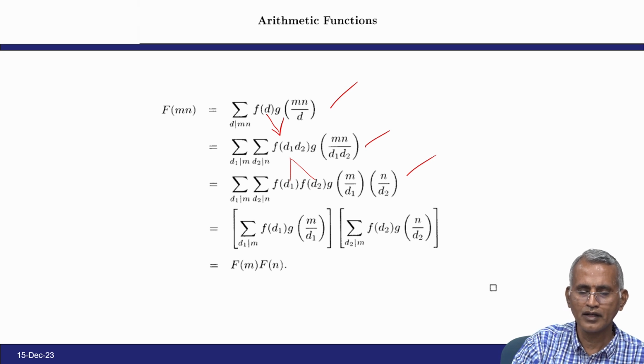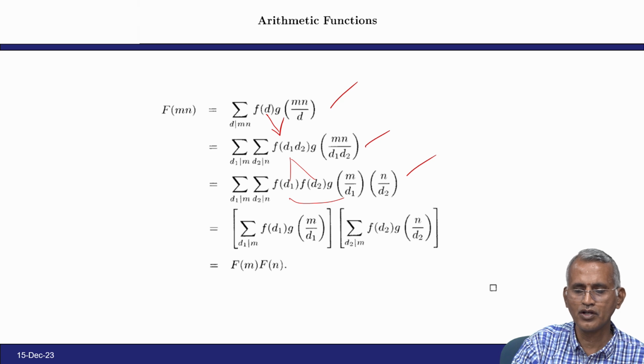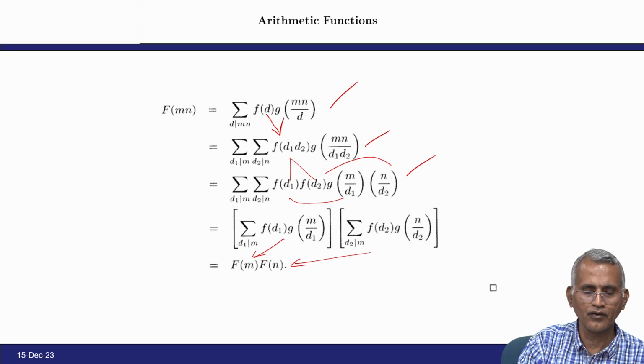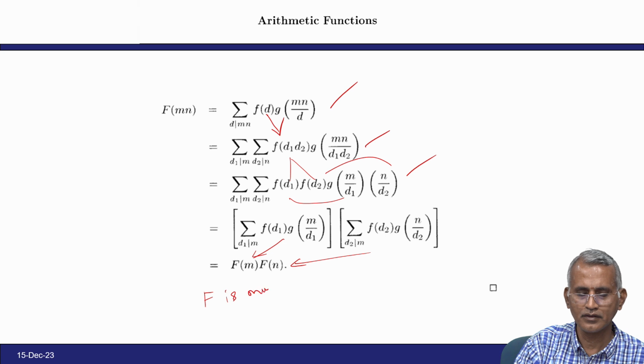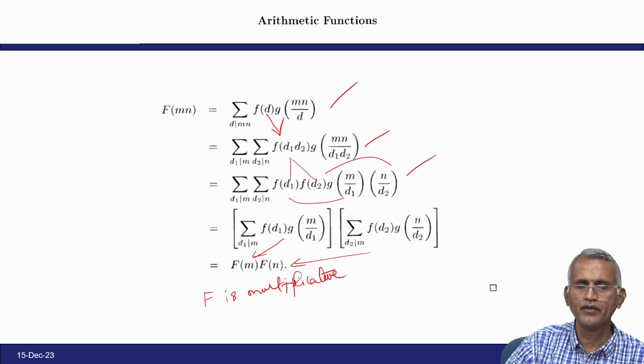Therefore, we can shuffle like this: f of d1 into g of m by d1, and f of d2 into g of n by d2. So, this is called f of m and this is called f of n. Therefore, f is multiplicative. So, this way we can prove that f is multiplicative.